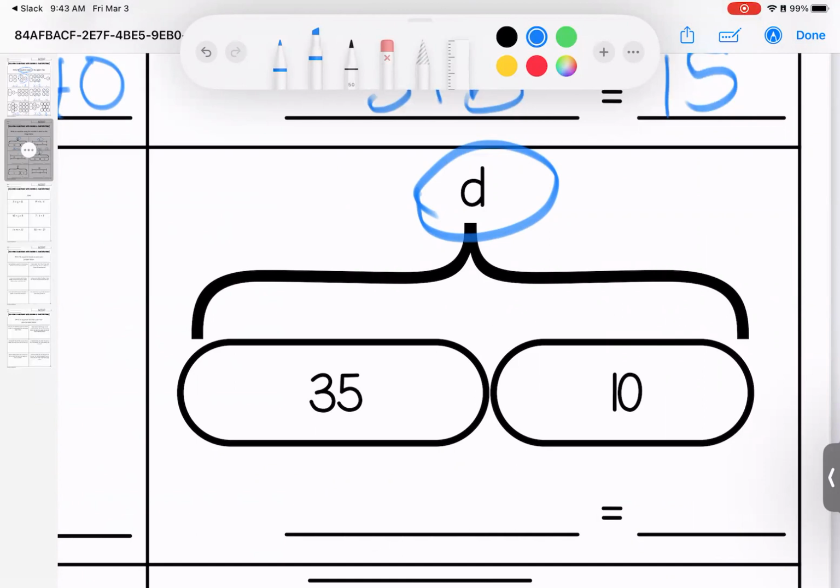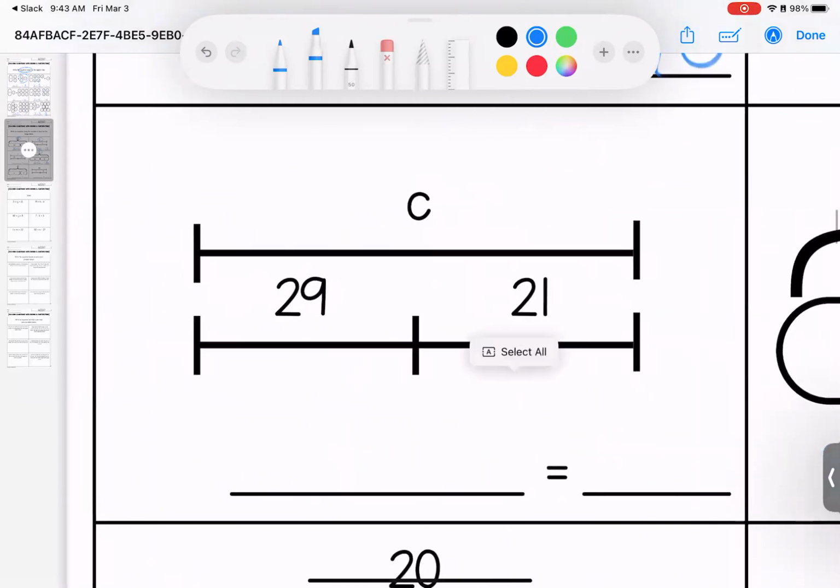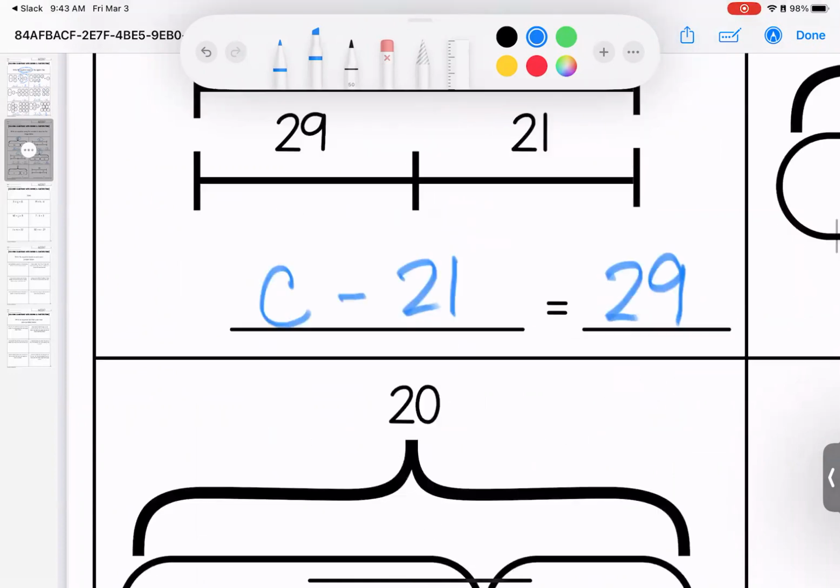This was a little bit sticky. We had to subtract. So you could say that d minus 10 equals 35. You could also say that d minus 35 equals 10. Either of those would be correct, but when we have altogether the variable, that's telling us to subtract. Another example here, altogether it's going to equal c. So I need to subtract the 21 or the 29, and I'm left with the other.